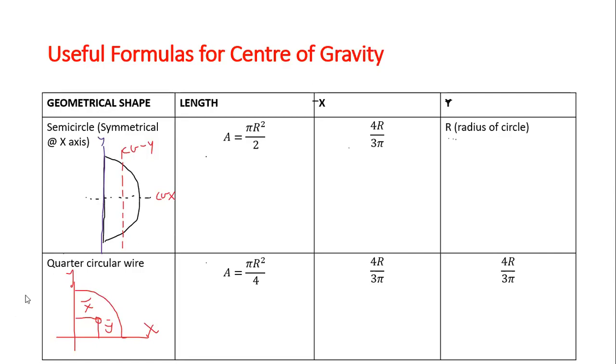Okay, similarly, if you are considering the quarter circular arc, here arc will come, okay? Your area is one fourth of the circle, pi r square divided by 4, and in that case your geometry is neither symmetrical about x axis nor y axis. That's the reason x equals 4r by 3 pi and y equals 4r by 3 pi. Is it clear? Please confirm. Any question up to here? Okay, no problem.